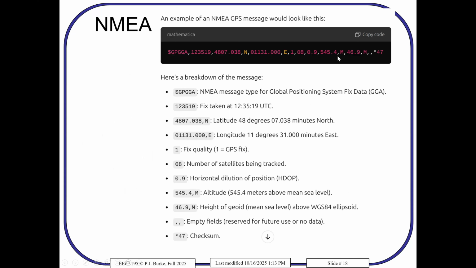So this is what a typical message would look like in ASCII. If you hook up your GPS chip to a Raspberry Pi or even a computer, you can ask the computer to dump the messages to the terminal, and they're going to look like this. You can see here, it's 48 degrees north, 11 degrees east. So it's human readable if you so desire, if it's NMEA format. And there's all these other fields: the number of satellites being tracked, the horizontal dilution of precision, the altitude, a checksum, time, and so on.